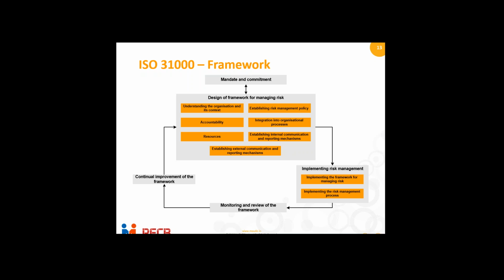So once framework setting is done, the next step is to implement that framework. Implementation of the framework in the risk area, implementation of various processes, both will happen, and then monitoring and improvement as we discussed some time back.